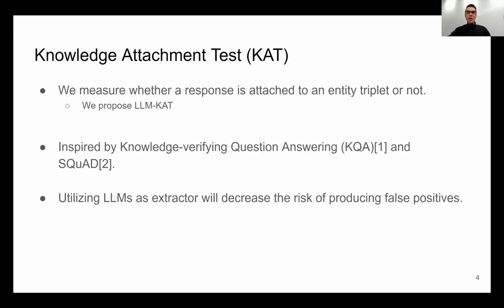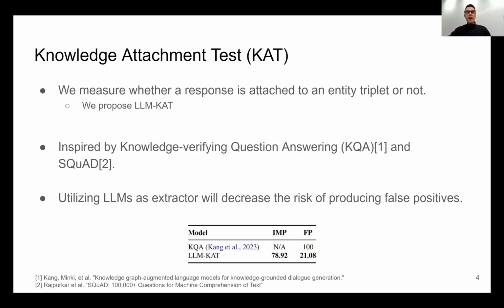Unlike prior work, we utilize LLMs to extract the entities from the response. By doing so, we show the risk of producing false positives will decrease. As shown in the table, LLM CAT has shown fewer false positives on an impossible-to-answer synthetic dataset.